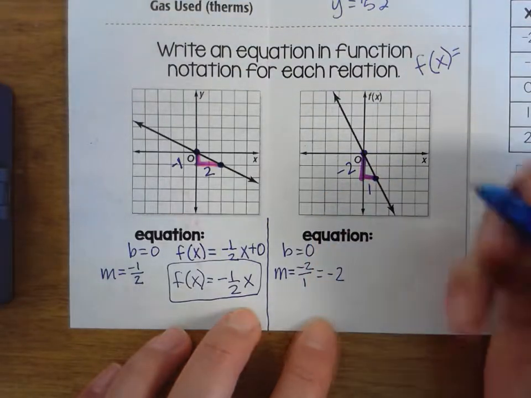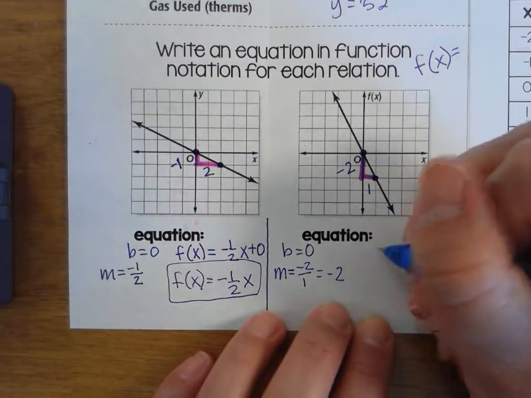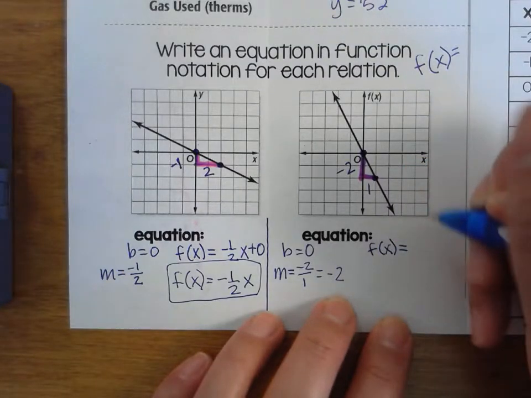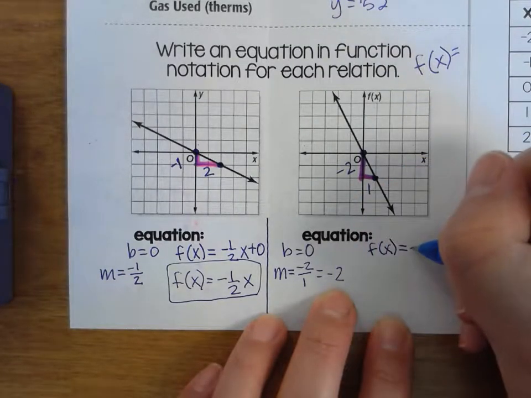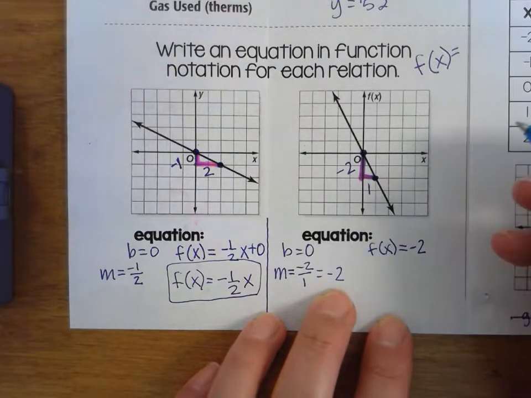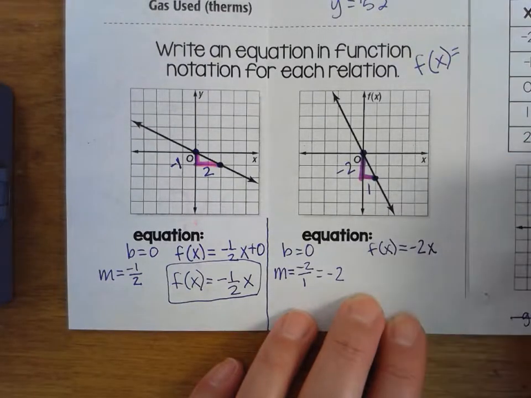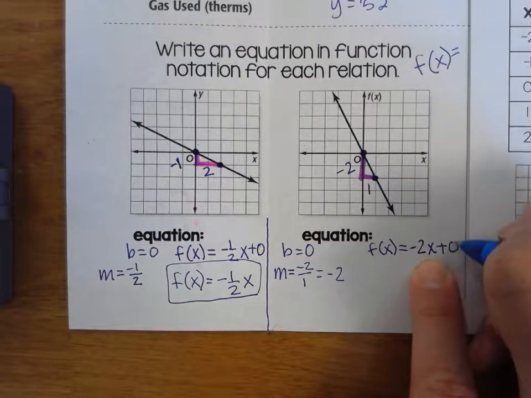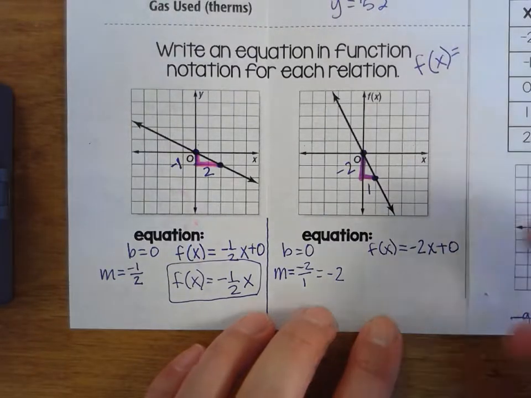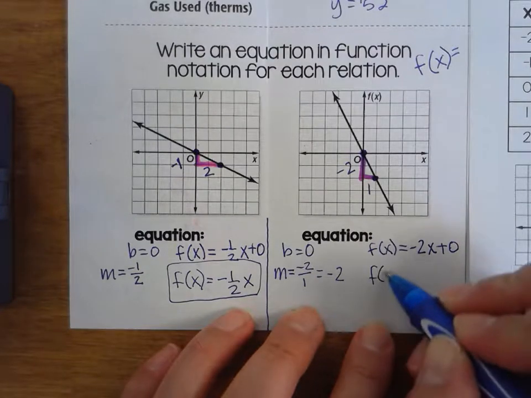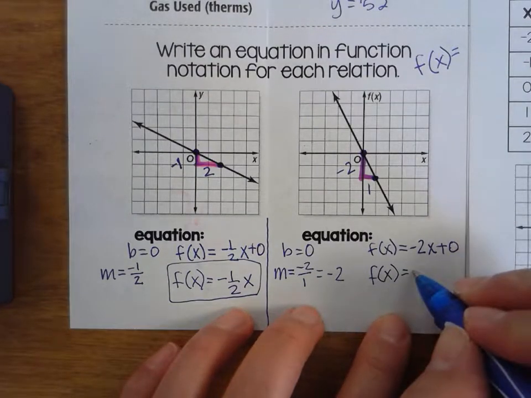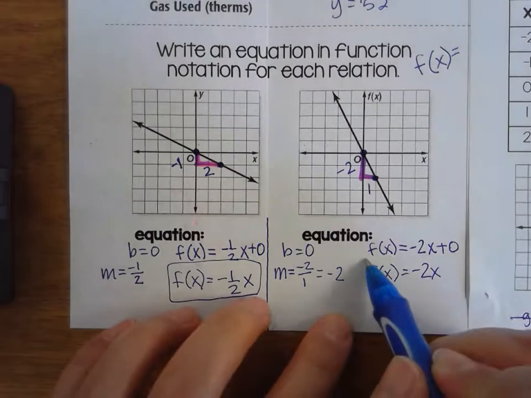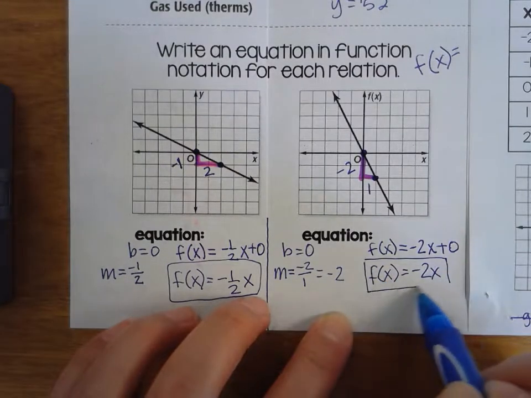So then again, instead of using y, I want to use f of x, and that's equal to my slope value, which is -2. Put the x behind that because that's how we designate it's our slope, and then we can say +0. And then we don't want to leave it like that, so again we'll write f of x is equal to -2x, and then we don't have to write 0 because we simplified it. We don't need to write a 0 when we simplify.